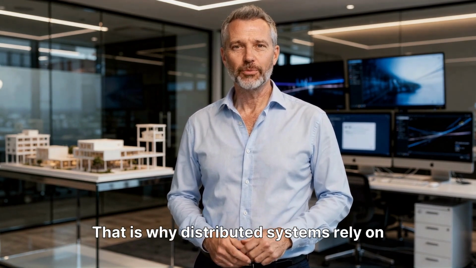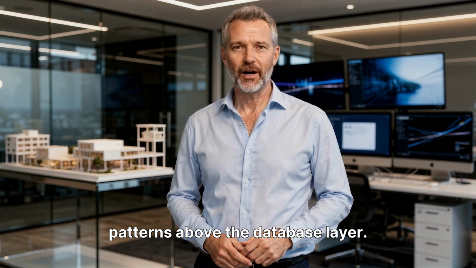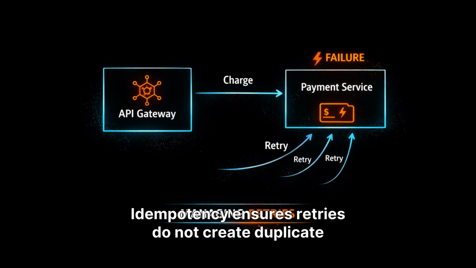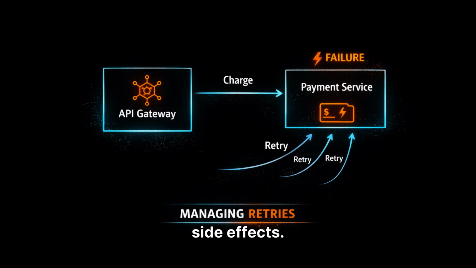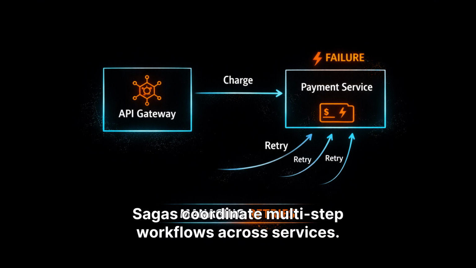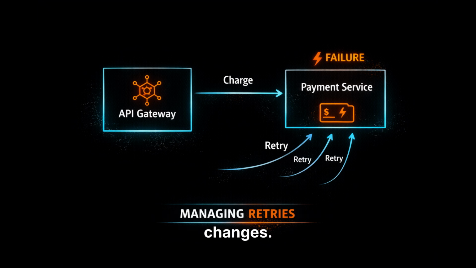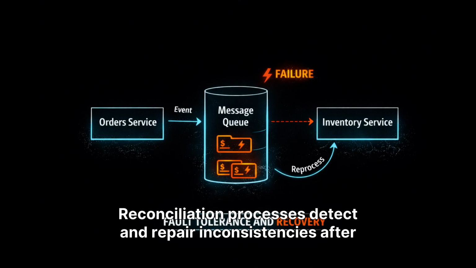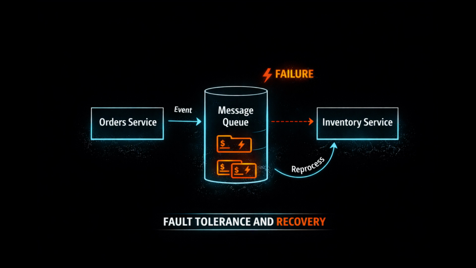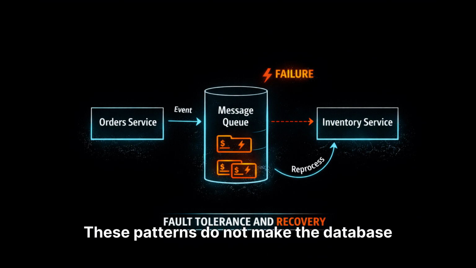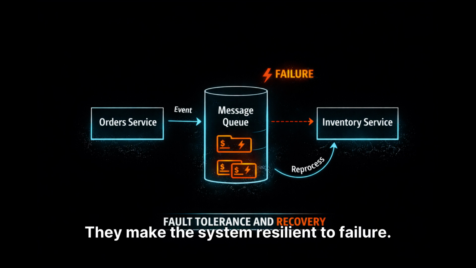That is why distributed systems rely on patterns above the database layer. Idempotency ensures retries do not create duplicate side effects. Sagas coordinate multi-step workflows across services. Event sourcing preserves the sequence of state changes. Reconciliation processes detect and repair inconsistencies after failures. These patterns do not make the database more consistent. They make the system resilient to failure.